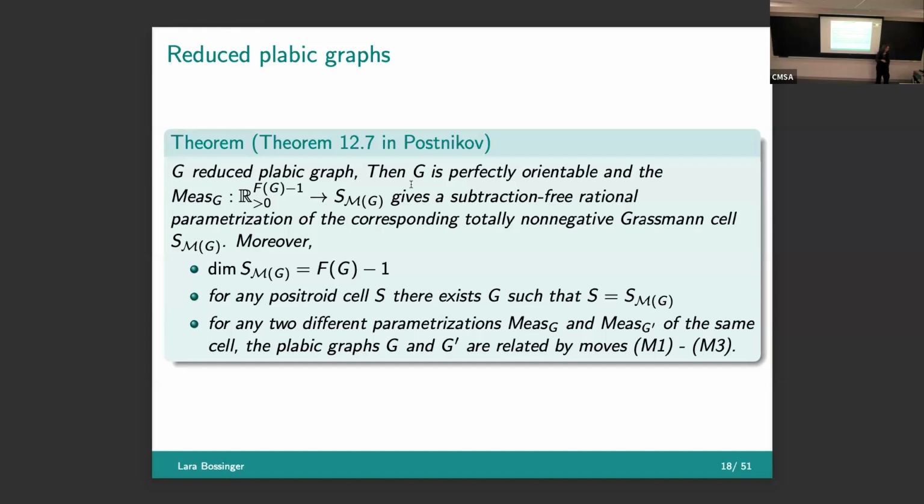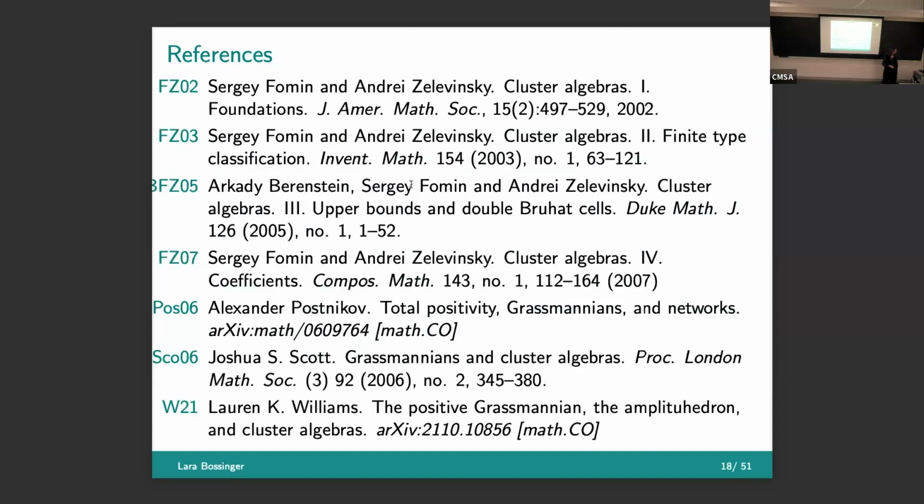Okay, so then let's move on. This was the list of references. We mostly saw a mix of Postnikov's paper and Lauren's paper, which I recommend a lot, lecture notes on positive Grassmannian stuff.